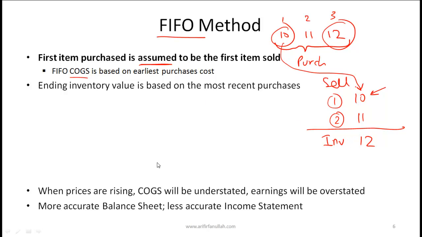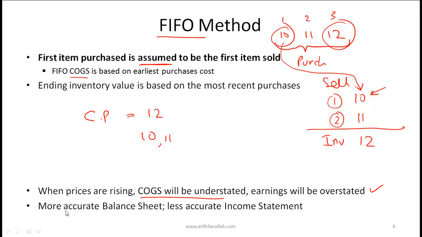So given this, when prices are rising, as in my example, COGS will be understated. Why is COGS understated? Because the current price of chairs, according to this example, is 12 per chair, and what have we done? We have used prices in our cost of goods sold as 10 and then 11. So our cost of goods sold will be understated relative to the current price of chairs. Earnings will be overstated, since COGS is understated, that's an expense, hence earnings will be overstated.